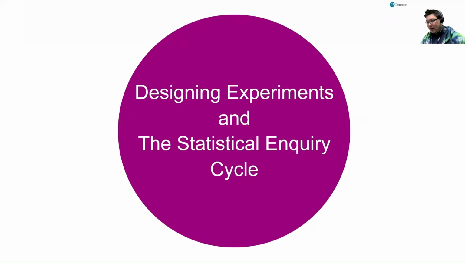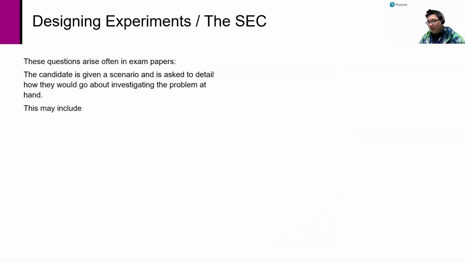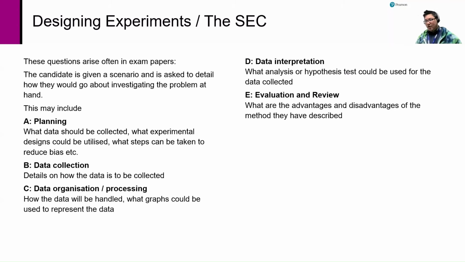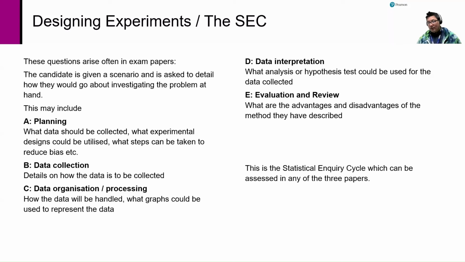Okay, so very, very quickly then, designing experiments and the statistical inquiry cycle. I don't want to spend too long on this one. These kinds of questions often arise in exam papers, not all the time, but they can, where the candidate is given a scenario and they just have to design the experiment. This may include planning, data collection, data organization, data interpretation, and evaluation and review. They are the 5 stages of the statistical inquiry cycle, which is embedded throughout all 3 papers. Candidates are expected to be able to answer these questions, using those as a guide.